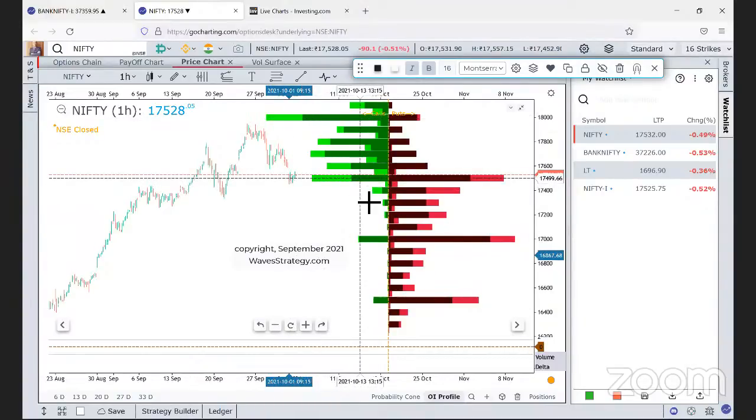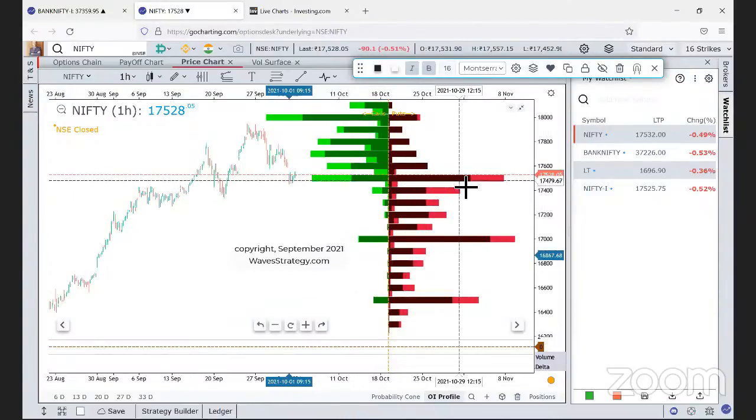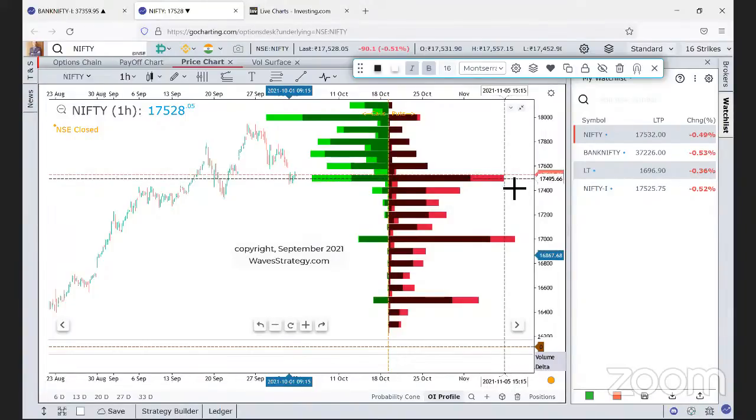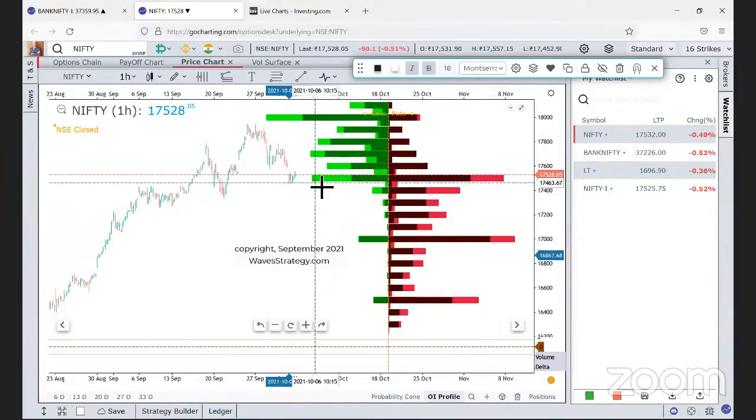Next, we can clearly see there has been a huge build-up. This is an open interest profile chart that you are seeing on the screen here. The right-hand side shows that the overall profile has been increasing on the put side. Also, there is an increase on 17500 का call OI, which means what now? इसका कैसे interpretation करना है हमें?